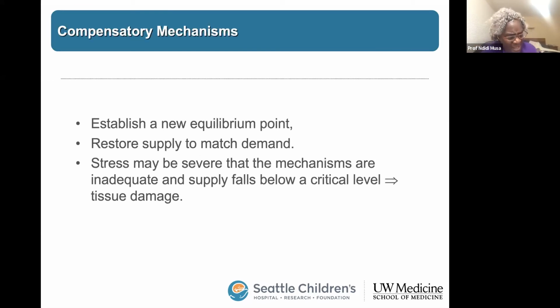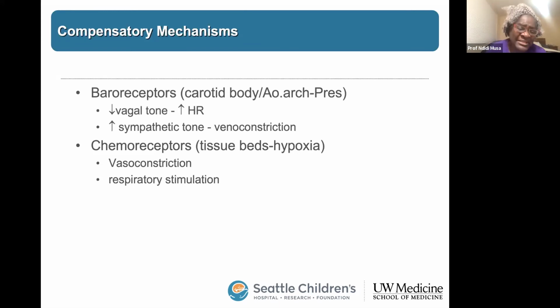So the body has mechanisms that it induces to try to restore the balance to a new equilibrium point and to restore supply to match demand. However, when these mechanisms are outstripped because of stress, you have inadequate supply to these tissues, tissue damage, and lactic acidosis production. What are some of these compensatory mechanisms?